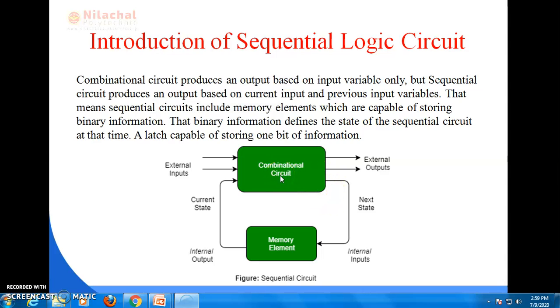Then come to latch. What is a latch? A latch is a simple memory element where a bit of information is locked or latched. A latch is capable of storing one bit of information.